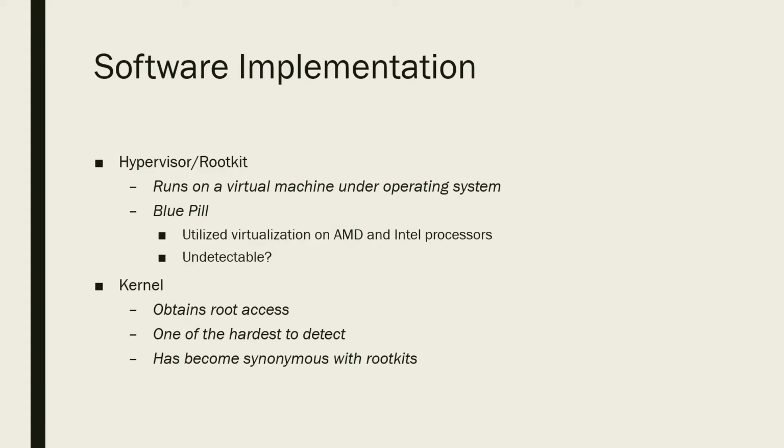So then there are different software implementations of keyloggers. You have the hypervisor rootkit. The most notable example of this was the Blue Pill. It runs on a virtual machine underneath the operating system. So again, the operating system itself and any software installed on it will not be able to identify the keylogger.